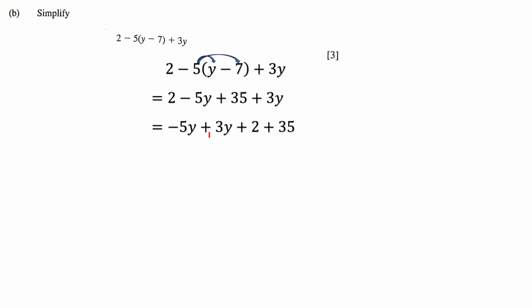Now let's work on our like terms. Negative 5y plus 3y is just going to be negative 5 plus 3. What is negative 5 plus 3? That's going to be negative 2. So we're left with what? Negative 2y. And we haven't done anything to this. We just bring it down. What is 2 plus 35? Well, 2 plus 35 is going to be 37. And so the answer is negative 2y plus 37.